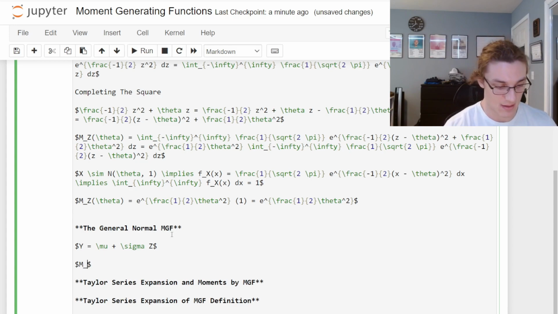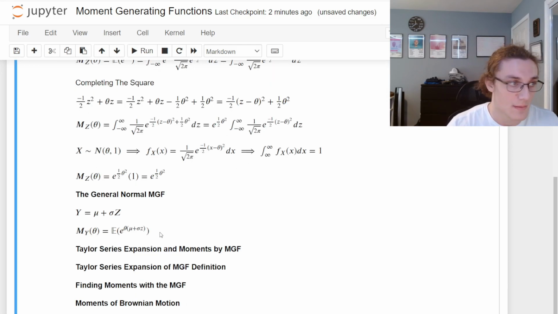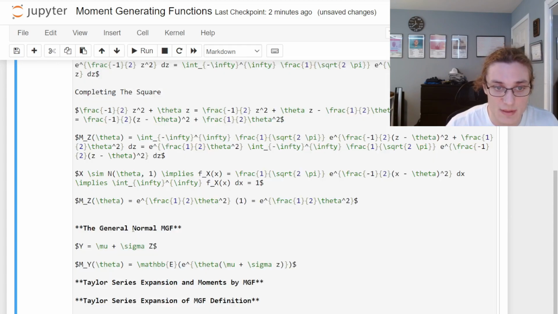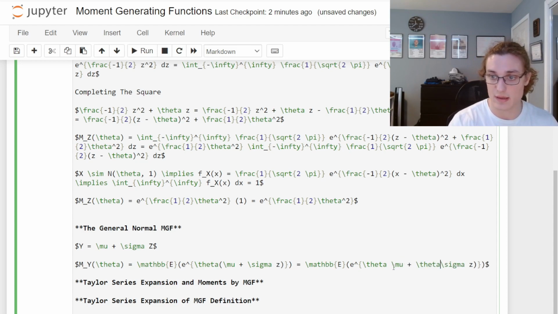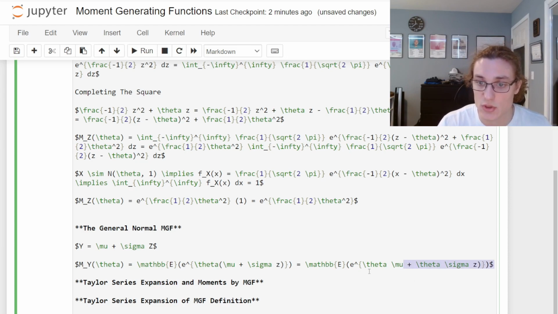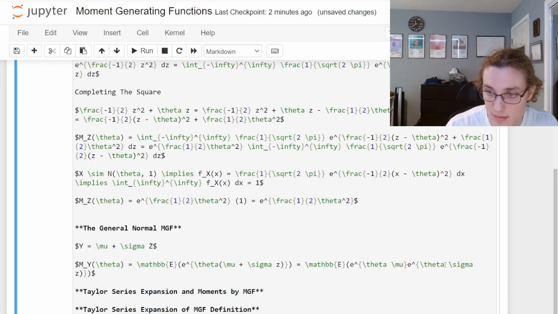Here we can just go ahead and say the moment generating function is given by the expectation, blackboard bold E, of e to the theta times mu plus sigma Z. Okay? And now if we distribute this theta through, then we get theta mu plus theta sigma Z. And then we can break this up into two exponential functions because we have a sum there. So this would be e to the theta mu times e to the theta sigma Z. Okay.